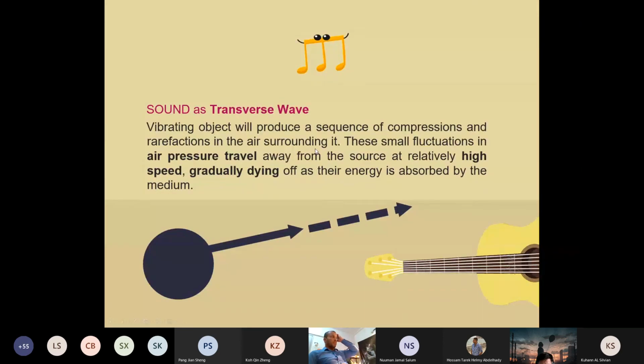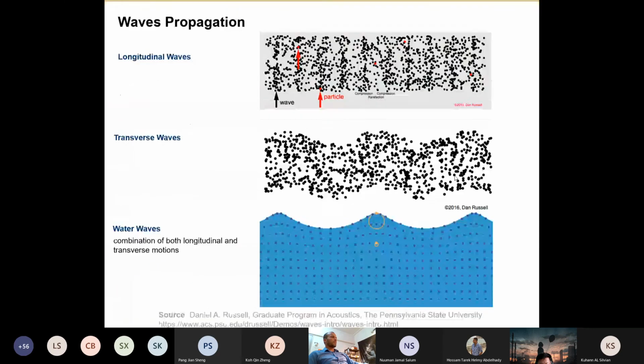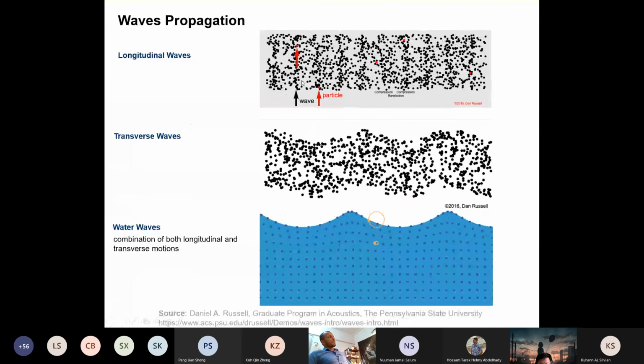Now, the other one is the transverse wave. A vibrating object will produce a sequence of compressions and rarefactions in the air surrounding it. These small fluctuations in the air pressure travel away from the source at relatively high speed, gradually dying off as their energy is absorbed by the medium. This is more.